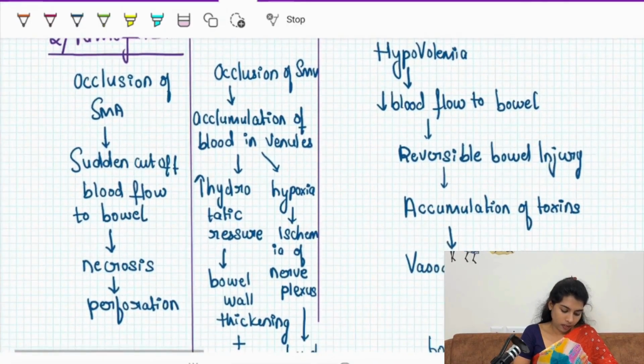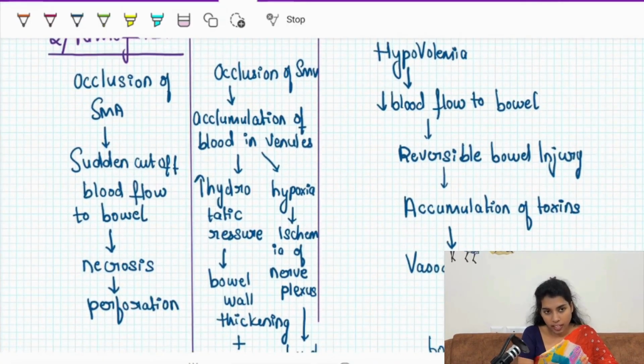Now, if there is occlusion of the superior mesenteric vein or any vein for that matter, there will be accumulation of blood in the venules and the capillaries, which will lead to an increase in the hydrostatic pressure. Increase in the hydrostatic pressure will lead to leakage of fluid from the blood vessel into the surrounding tissue, right? Because of this, you will have an associated bowel wall thickening as well as ascites.